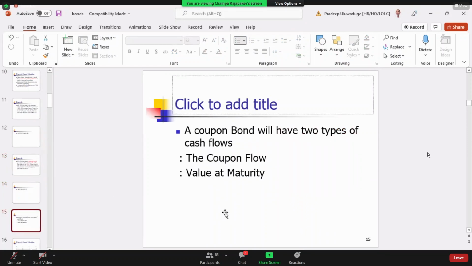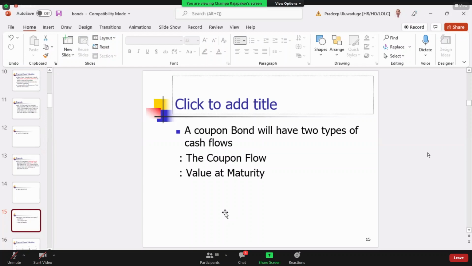Okay. Then there is another type of bond. Now we talked about two types of bonds, zero coupon bonds and perpetual bonds. Now there can be bonds which pay a coupon and have a maturity. A coupon bond will have two types of cash flows. One is the coupon flow and the other is the value at maturity.